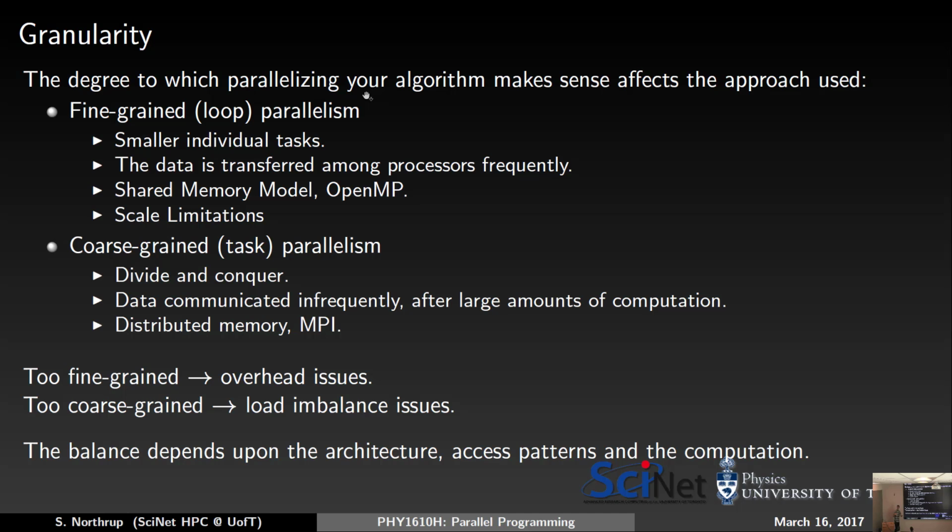But in that case, you're going to have access to shared memory. So these are smaller individual tasks, smaller workloads, and the data is transferred frequently inside that loop. So you only want to do that usually in the shared memory model.